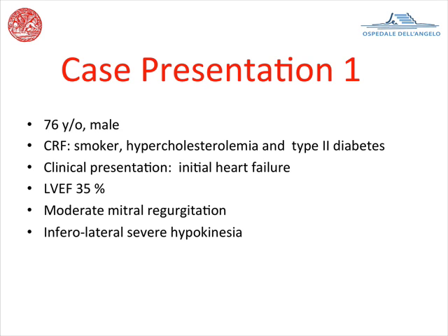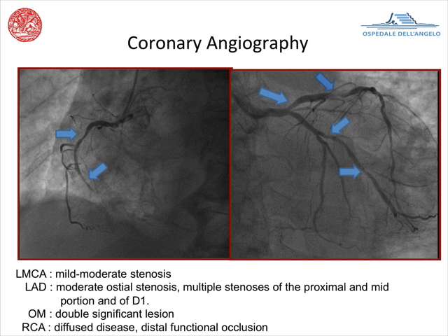On the basis of the presence of multiple risk factors, heart failure and depressed pump function with regional abnormal wall motion, we thought to perform a coronary angiogram. As you can see, coronary angiography showed a very diffuse disease with functional occlusion of the right coronary, ostial moderate left main stenosis, ostial moderate and multiple severe stenoses at the second and distal part of the LAD, and a double significant lesion of the obtuse marginal branch.